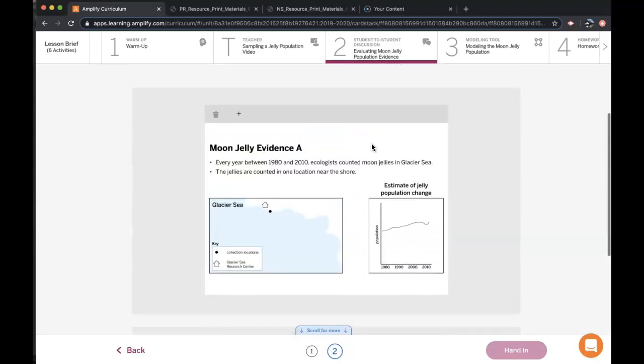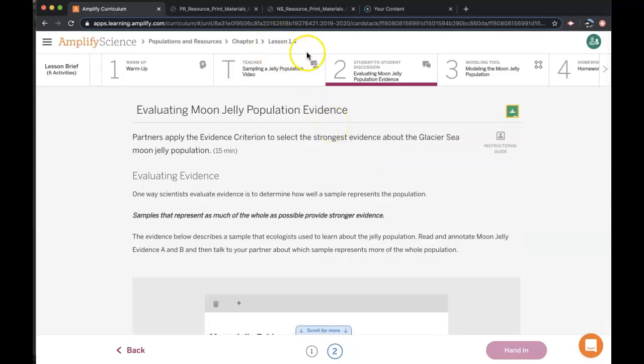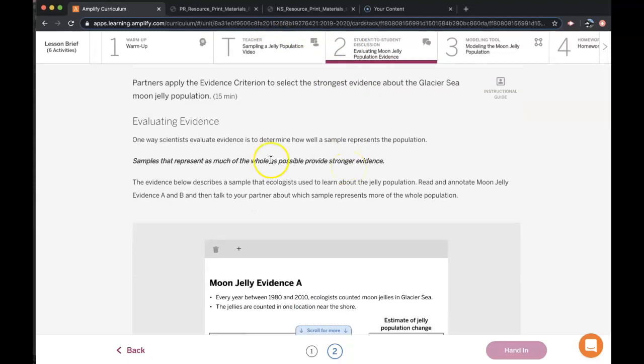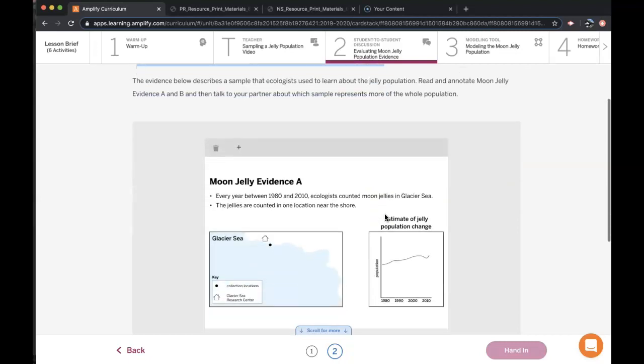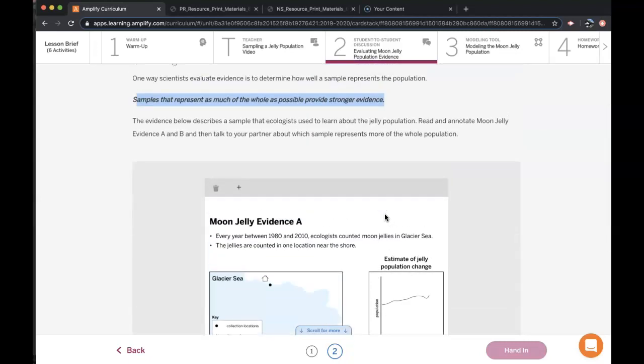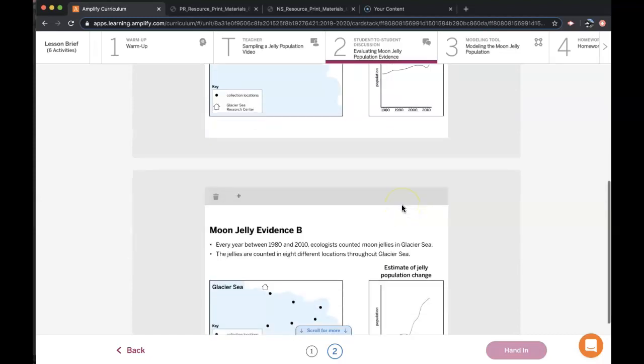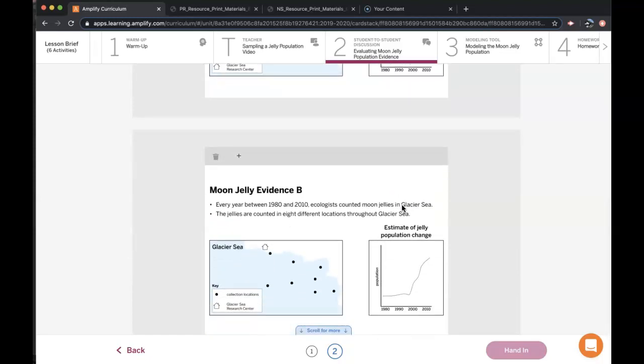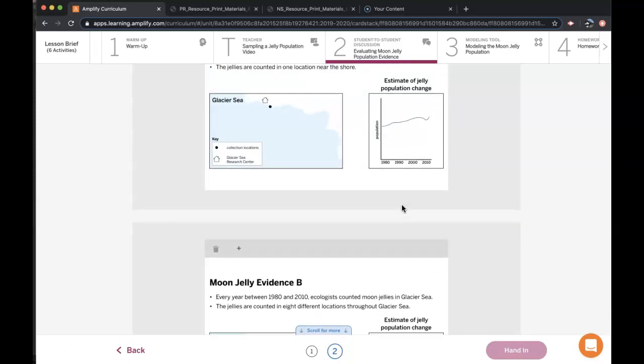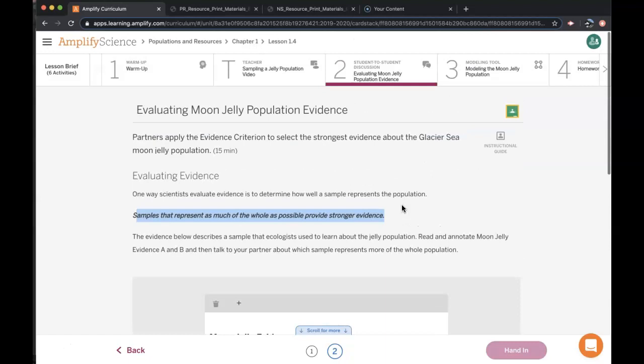So go to Amplify, go to lesson 1.4, activity 2, and remember, we're trying to evaluate evidence that represents as much of the whole as possible, and that those provide stronger evidence. So you should be thinking about which one of these two cards provides a sample that represents as much of the whole as possible. So go to 1.4 activity 2, annotate the cards. You're just writing down what you see, what you notice. Pause the video, and then after you're done completing this activity in Amplify, come back and press play on the video.